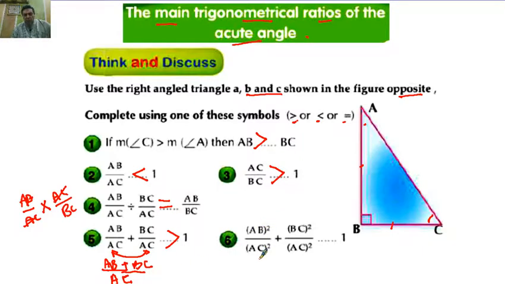AB squared over AC squared plus BC squared over AC squared. We take AC squared as a common factor, then AB squared plus BC squared, from the Pythagorean theorem. AB squared plus BC squared equals AC squared. AC squared over AC squared equals 1.